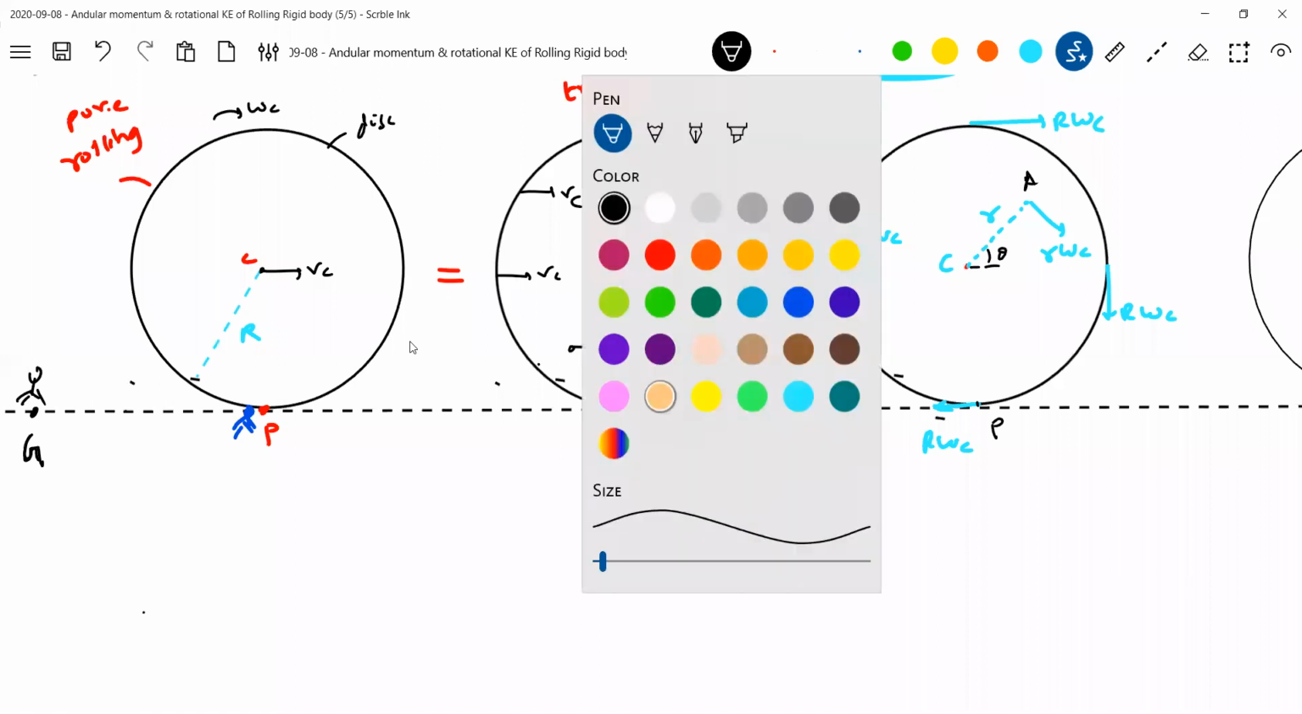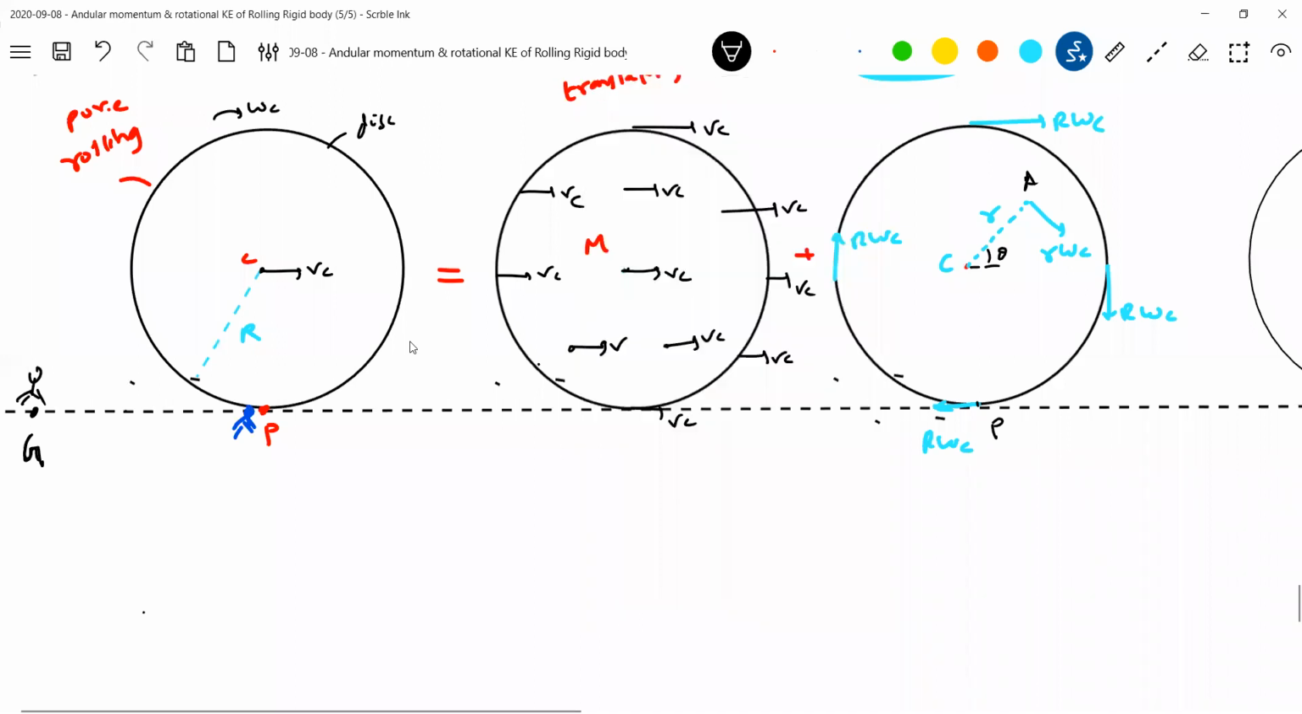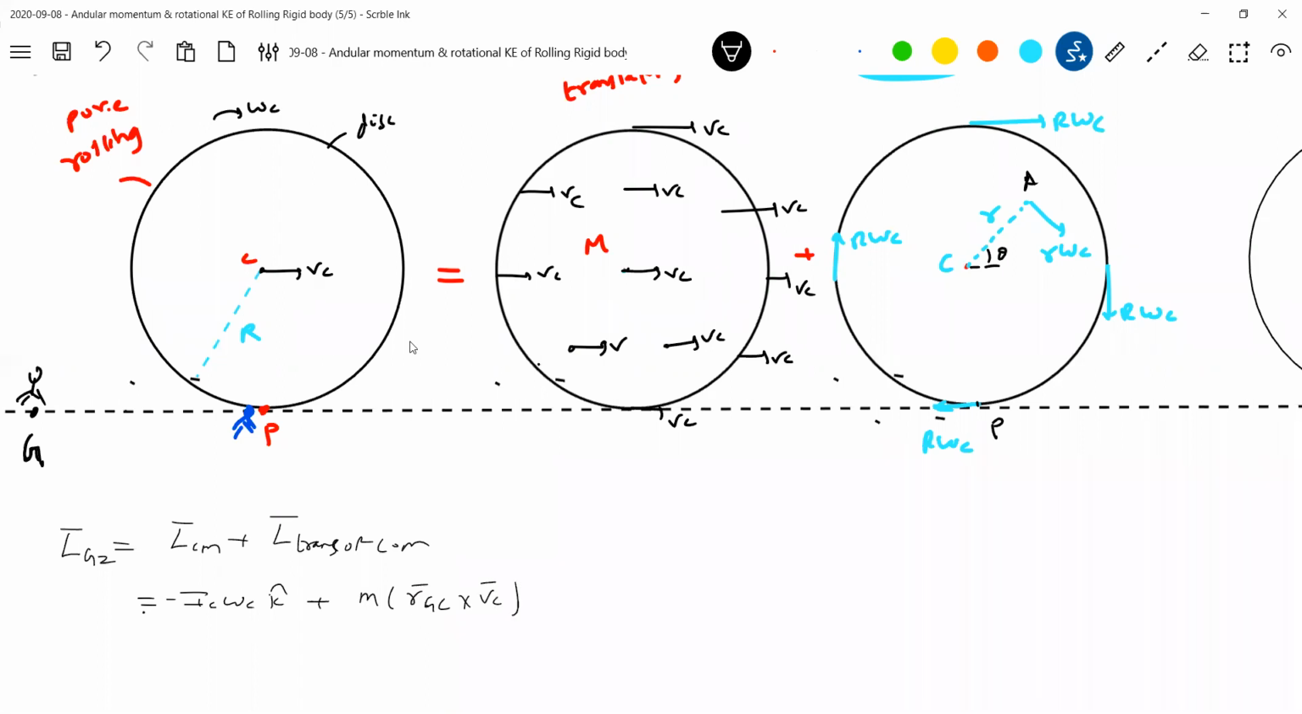LGZ we need. Just now you have studied, no? LGZ, once again I'll repeat it. LGZ is equal to what? Angular momentum due to rotating motion about the center of mass plus angular momentum due to translating motion of the center of mass. Now, this should be equal to IC omega C minus K cap, plus M RGC, I'm writing the symbol like this, cross VC bar.